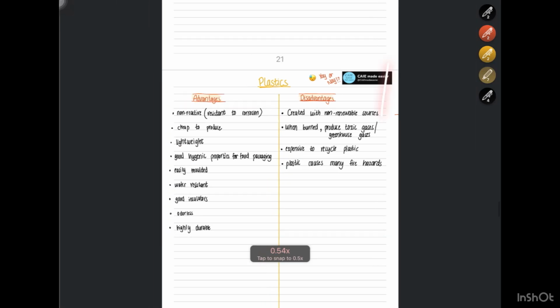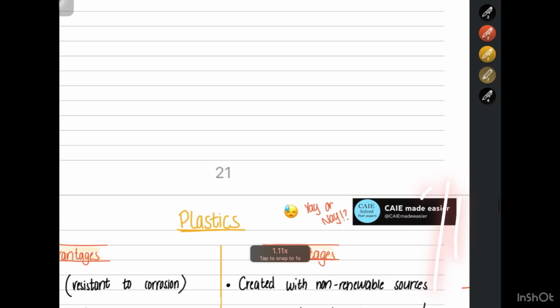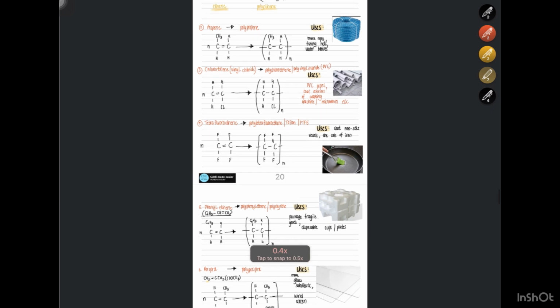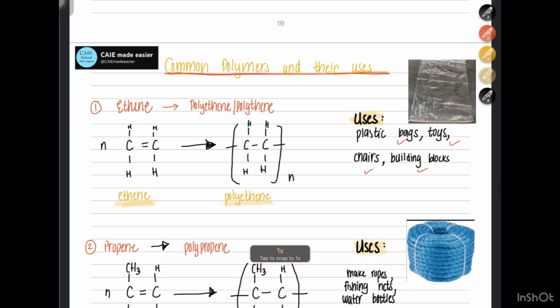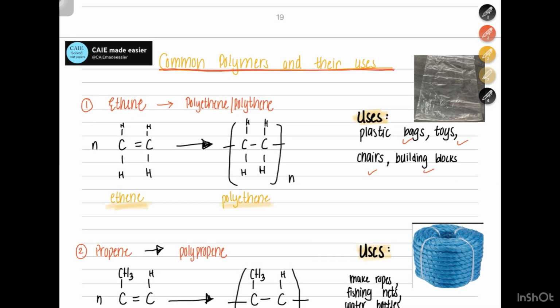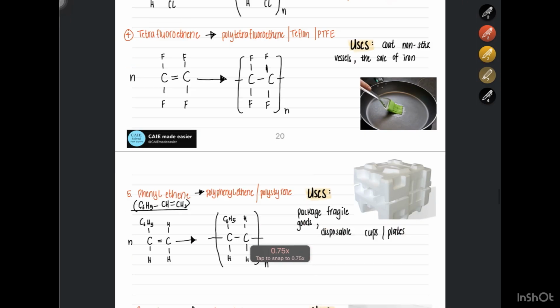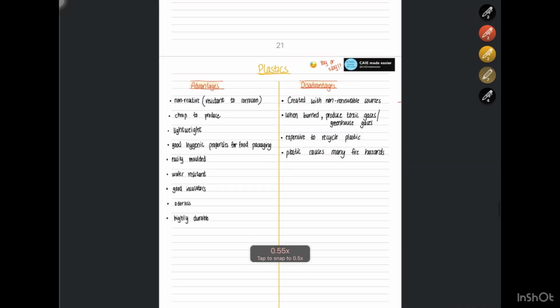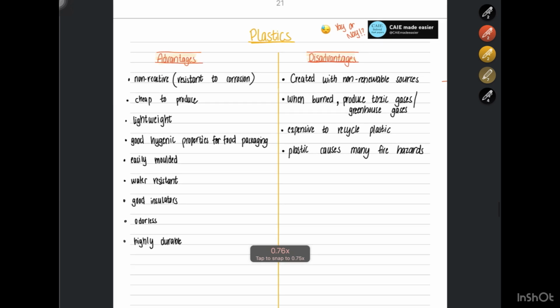Obviously, if you see this plastic bag, for example, made of polyethylene, it is extremely lightweight, and can be used to make bags and toys for children. So this is one advantage of using plastic. Now, good hygienic properties for food packaging. You will notice that a lot of food is packaged in plastic because it has good hygienic properties. It does not attract germs. Therefore, it's a good option for food packaging.